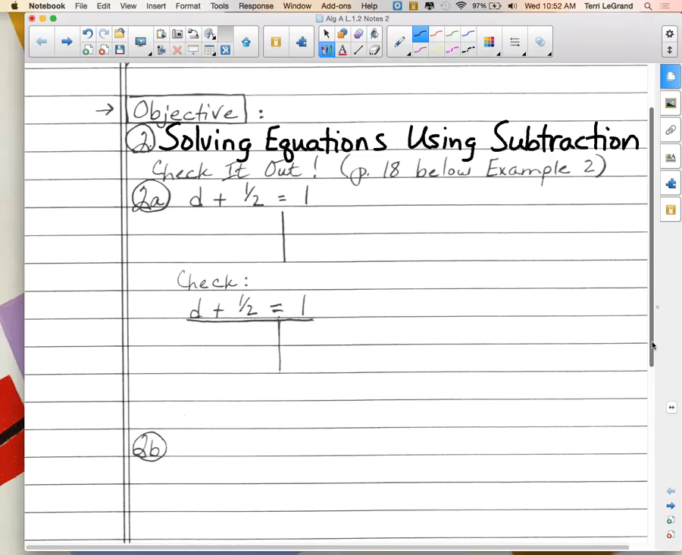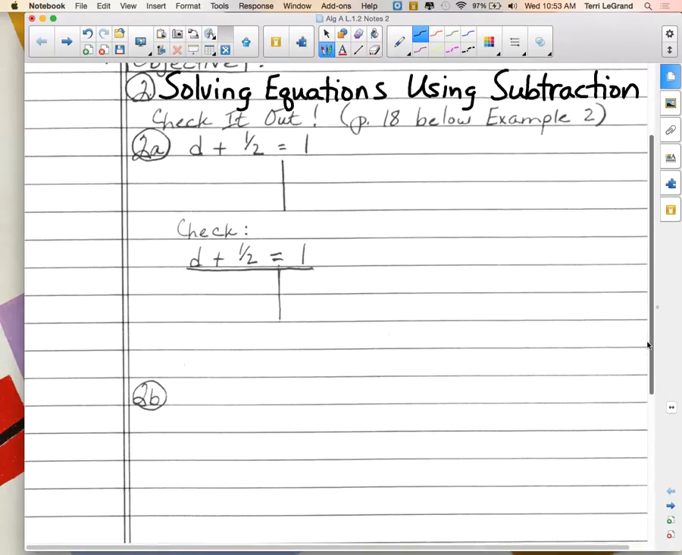Solve each equation, check your answer. How many problems are there for us to work? 3 of them. Find them in your book for me. So halfway down the page, page 18, below example 2. Some of you are letting the rest of us do the work for you. How many equations do we have to solve again, class? 3. They are 2A, 2B, 2C. Okay. I just happened to write the first one down for you. It is D plus 1/2 equals 1.